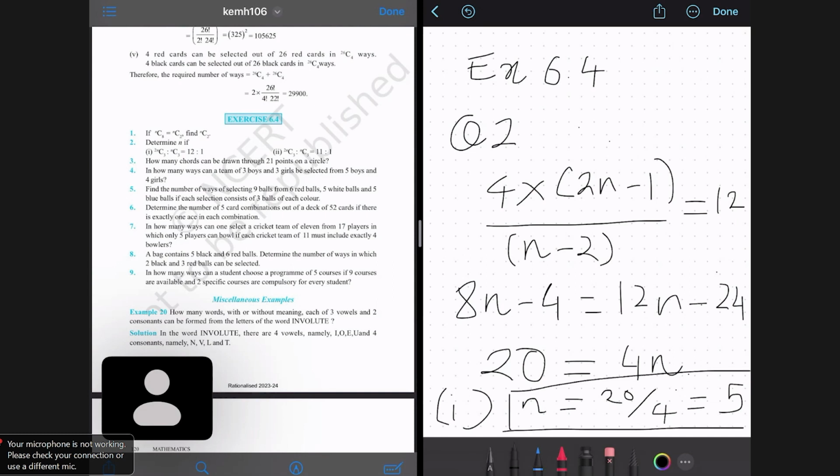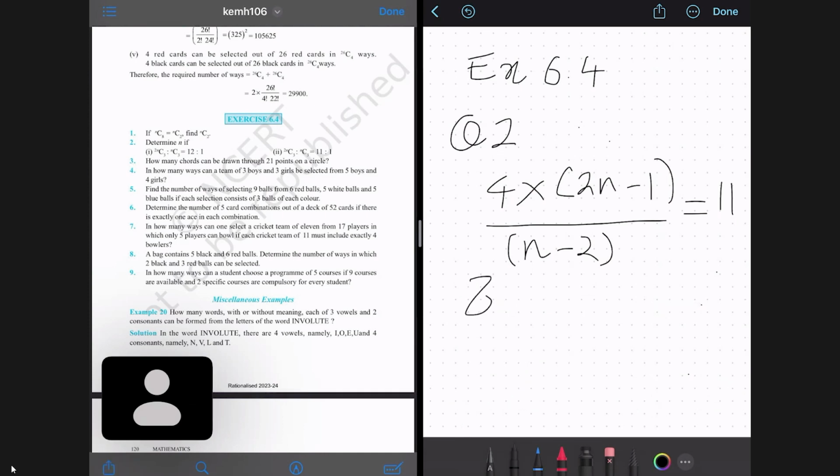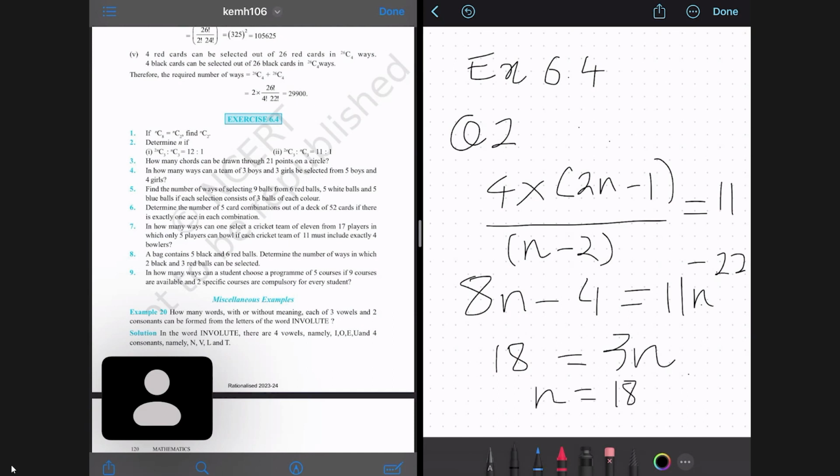Let us try and solve this for part number 2 as well and equate this to 11. Correct. So the LHS is going to be same in this case as well. 8n minus 4 equal to 11n minus 22. Again, taking 8n that side, 22 this side, what I am left with is 18 here and 3n here. So n is nothing but 18 divided by 3, which is nothing but 6.